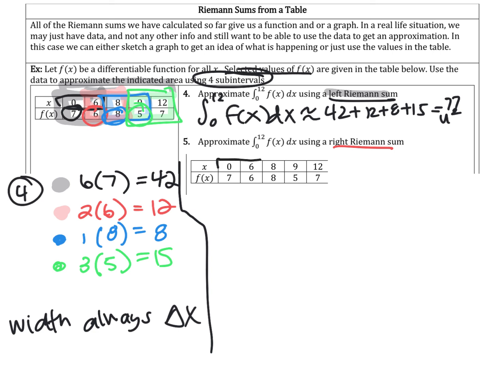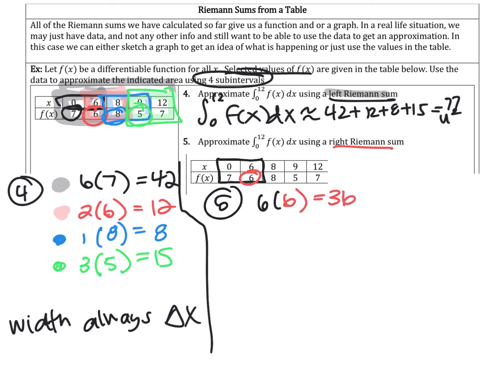So hopefully you've had time to do that. Our first interval is going to be these 2 points right here. So again, I'm looking at my width is going to be 6. And the height is now going to be the right side, which is 6. So that's going to be 36.